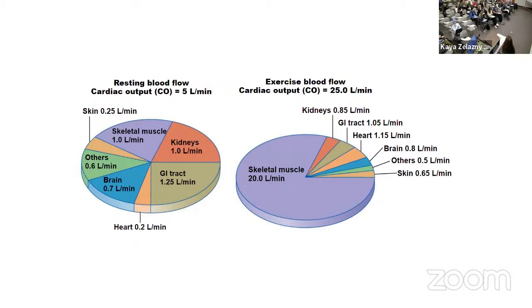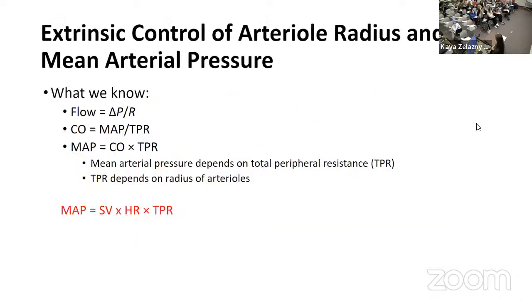And we can see that there's a big difference in how much blood is going to each of your systems in these two situations. So a bunch of this is going to be due to our extrinsic controls of resistance and arterial pressure. We're going to think about these extrinsic controls now. So extrinsic, coming from somewhere else.